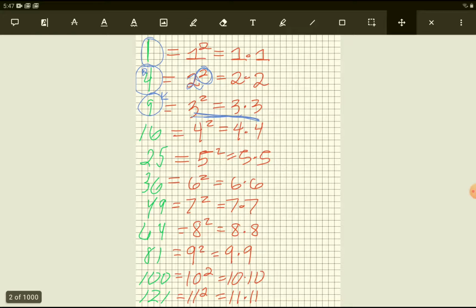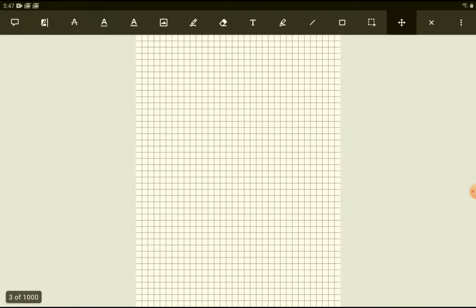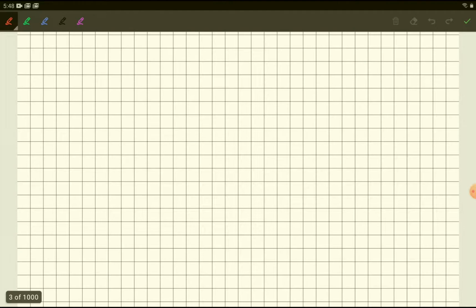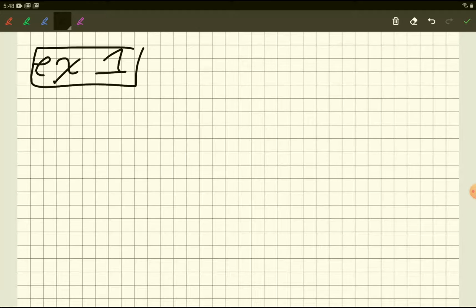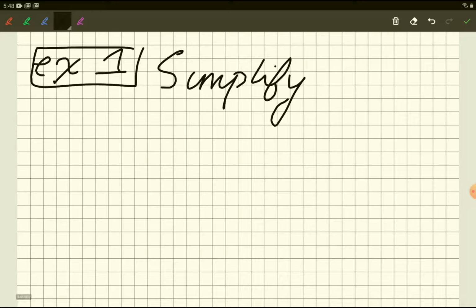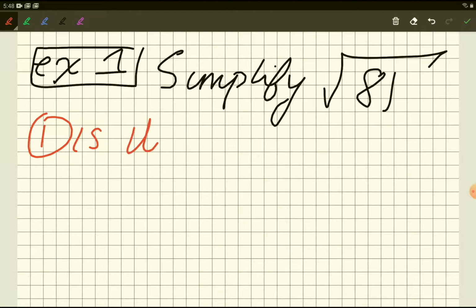I'm going to move on and go back to this list. I'm going to do a few examples. Say your first example: you have the square root to simplify. They want you to simplify the square root of 81. Your first step is: is the number on the inside a perfect square?